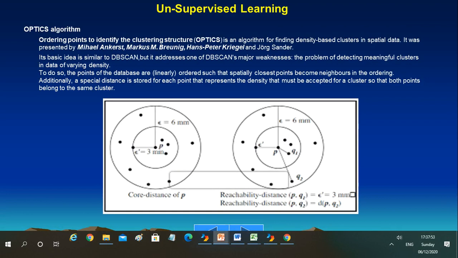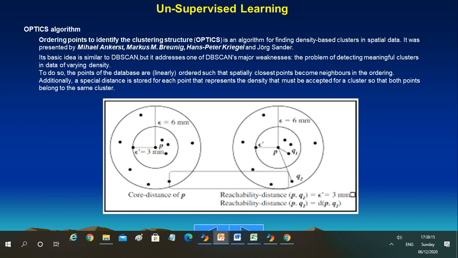OPTICS algorithm. Ordering Points To Identify the Clustering Structure, that is the full form of OPTICS, is an algorithm for finding density-based clusters in spatial data. It was presented by Mihael Ankerst, Markus M. Breunig, Hans-Peter Kriegel, and Jörg Sander.